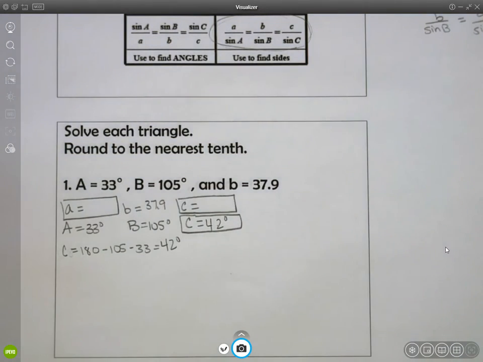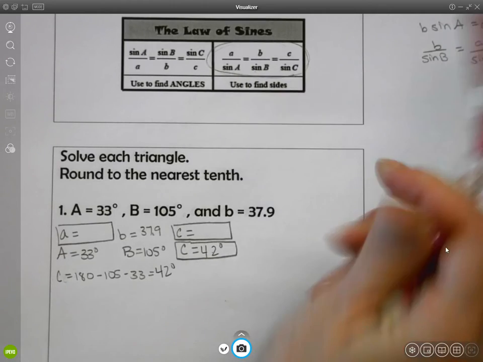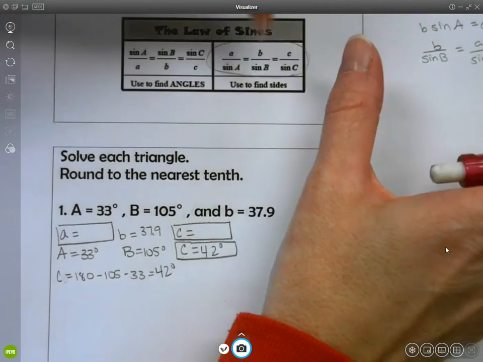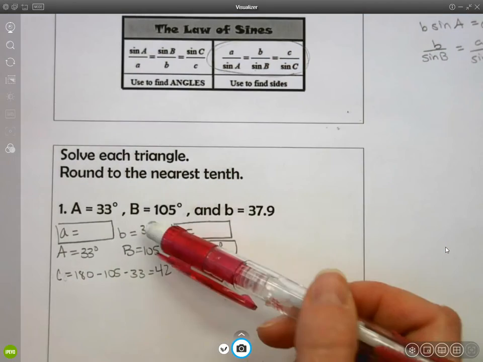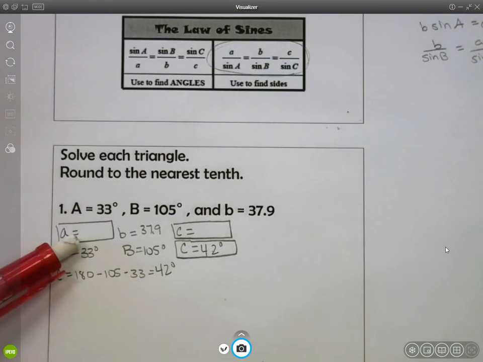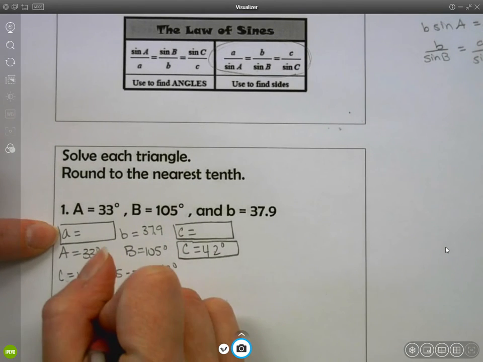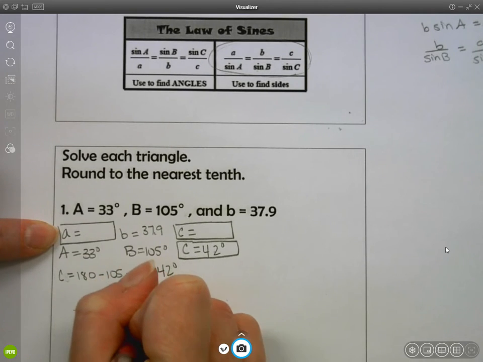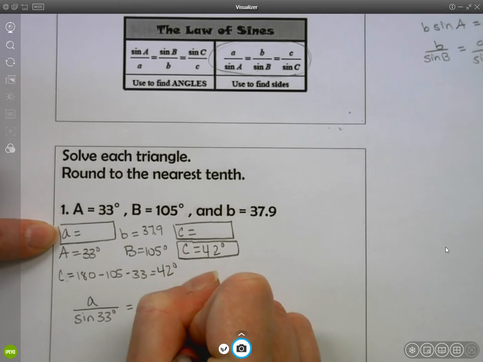All right, so now when you look at what you have, you're writing proportions basically. You're only going to use 2 at a time. So you can use those 2, you can use those 2, you can omit the middle and say that those 2 are equal. So if you look at what you have here, you have a matching pair, an angle and a side, and then here you have an angle so you can figure out the other side. So setting up the law of sines, we can say that I don't know A, but I know that that would go over sine of 33, and that's equal to 37.9 over sine of 105 degrees.